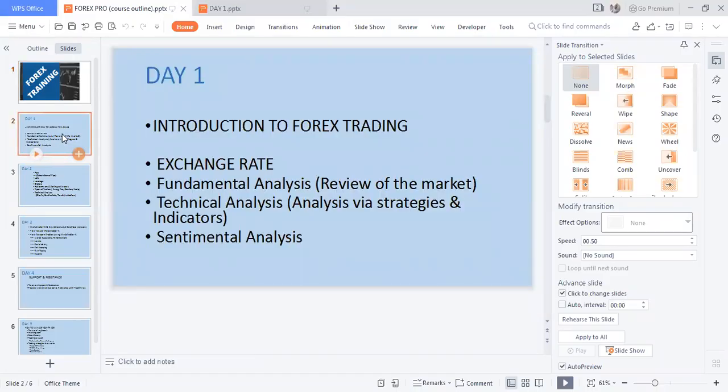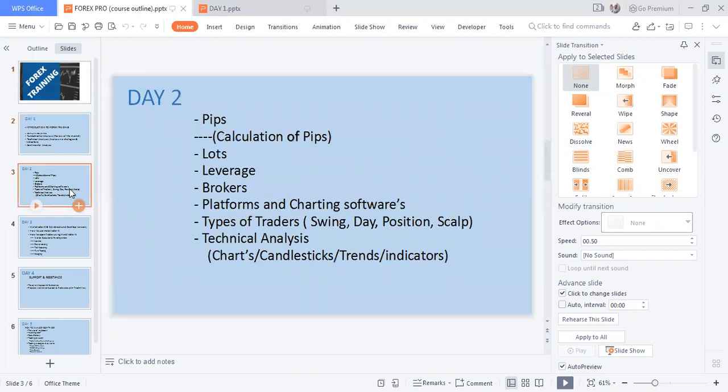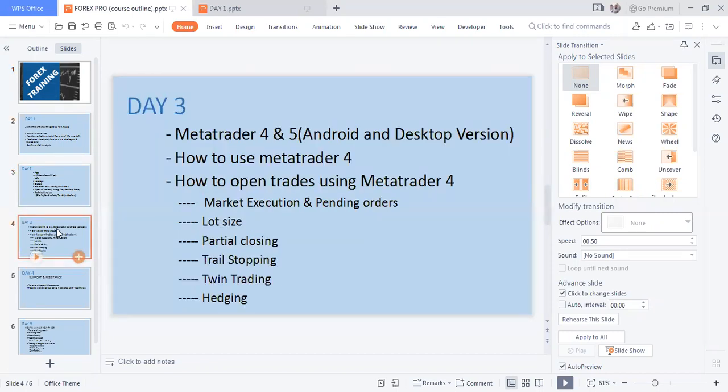What do we have for today? Let me show you. Just a minute. This is what we have for today. Today, we'll be looking at introduction to Forex trading, exchange rates, fundamental analysis, technical analysis. We'll also look into sentimental analysis. Then we'll also look into pips, lots, leverage, brokers, platforms and charting softwares, types of traders. We'll also look into MetaTrader 4 and 5, Android and desktop version. We'll also look into how to use MetaTrader 4. We'll now dive into how to open trades using MetaTrader 4.